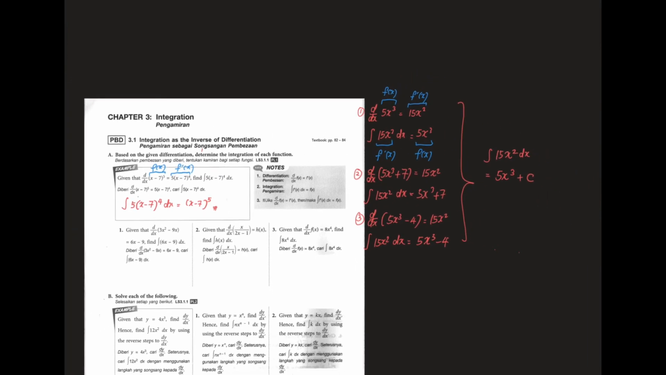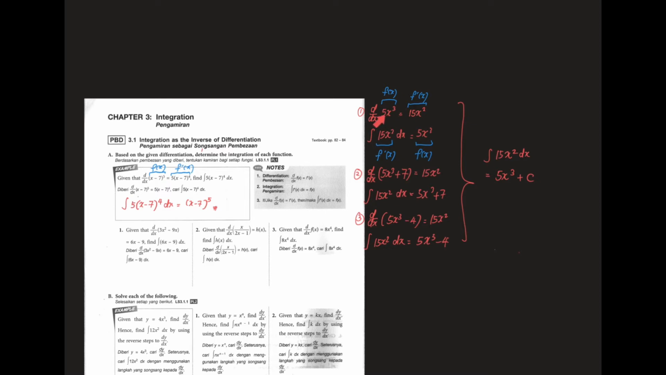So just now I put 4 situations: this one, and then this one, and this one. 4 situations: 5x cubed, 5x cubed plus 7, 5x cubed minus 4, and 5x cubed plus c. So which one to follow?